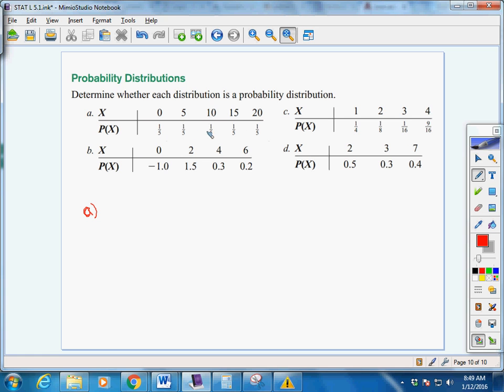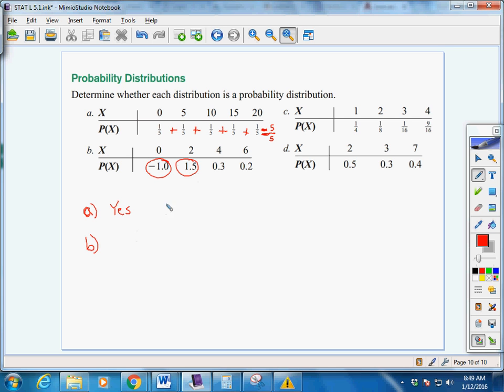Well, 1/5 plus 1/5 plus 1/5, if you added all these up, that would actually equal 5/5, which we know is 1. So yes, this is a probability distribution. It meets both of our requirements. All the probabilities are between 0 and 1 or equal to 0 and 1, and they all add up to 1.